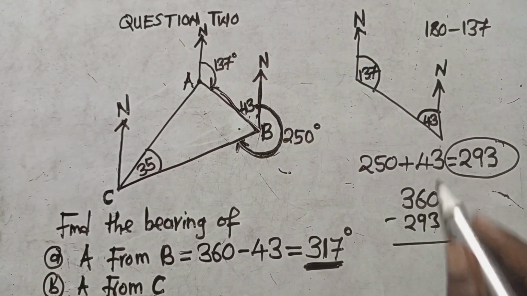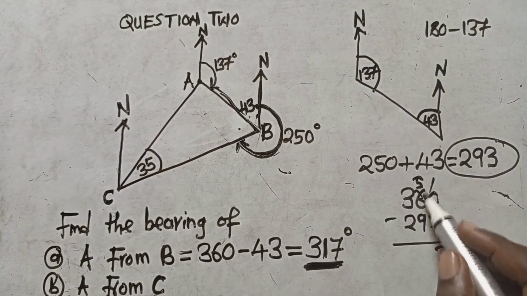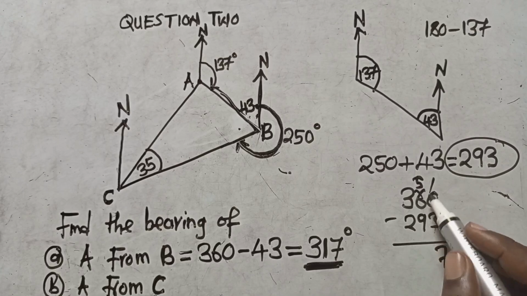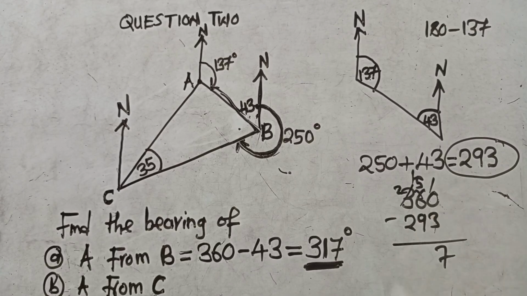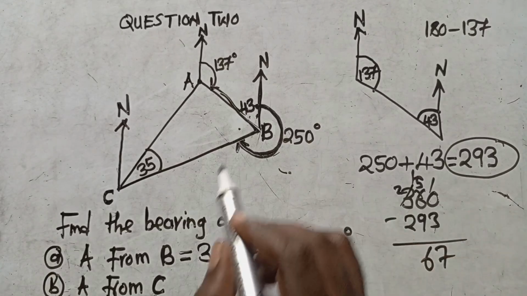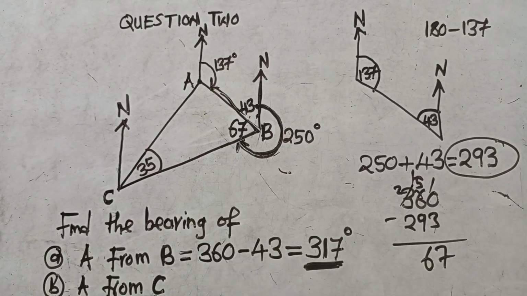293 like this. This one becomes 5, 10, 7. Here, this one is okay. So since this one becomes 2, this one becomes 15. 15 minus 9 is 67. So I get what? 67. So meaning that what is there is what? 67. That is the answer that I'm getting.